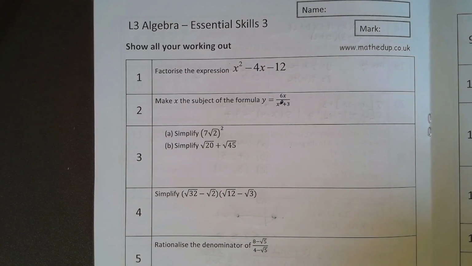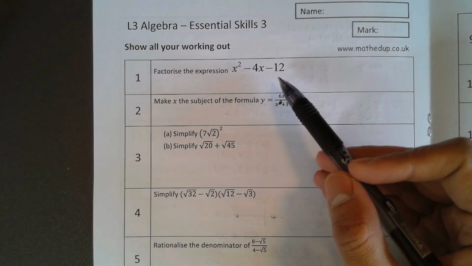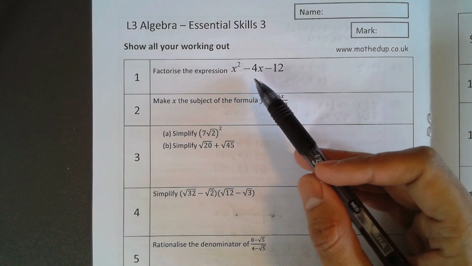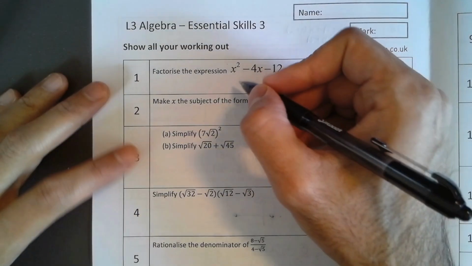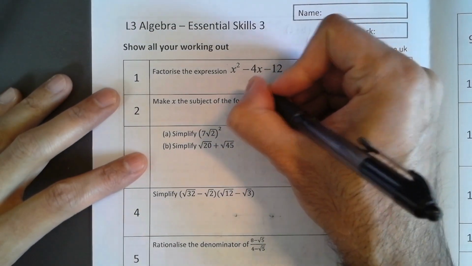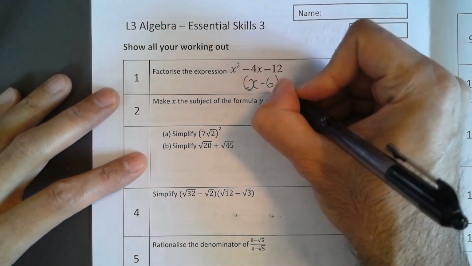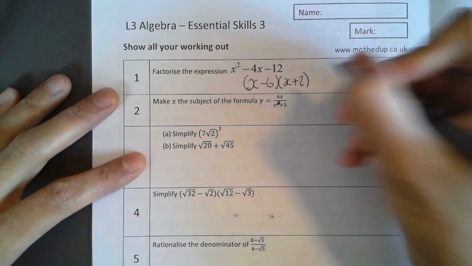So question number 1, we want to factorise the expression x squared take away 4x take away 12. I'm looking for two numbers that multiply together to give me negative 12 but add together to give me negative 4. So the two numbers I've identified are negative 6 and 2. So I'm going to write this as (x take away 6) times (x plus 2).